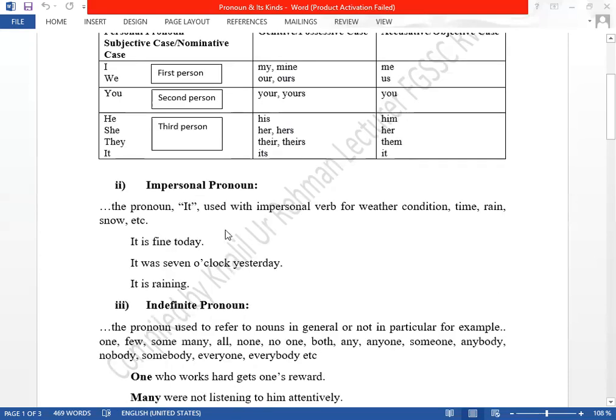Impersonal pronoun is used in the form of it. It is used in some cases as impersonal pronoun when there is a situation that it is used with impersonal verb. Impersonal verb is called a verb that has no specific or definite subject, so therefore it is called impersonal pronoun. Or in a simple way, we can say that when it is used with weather, with time, raining, or we should say that snow, then it is called impersonal pronoun.